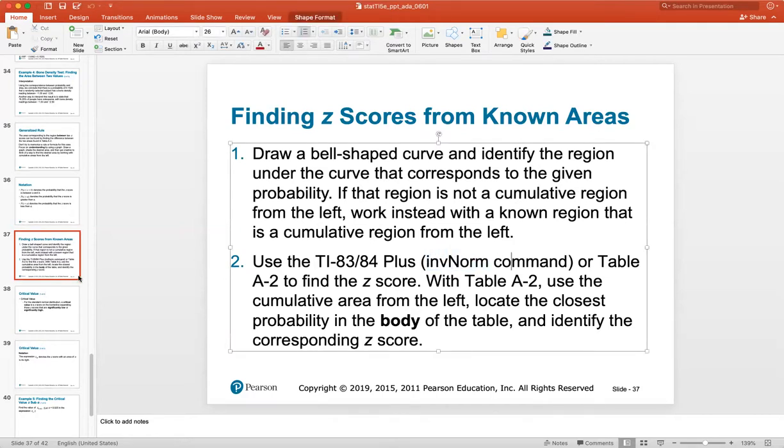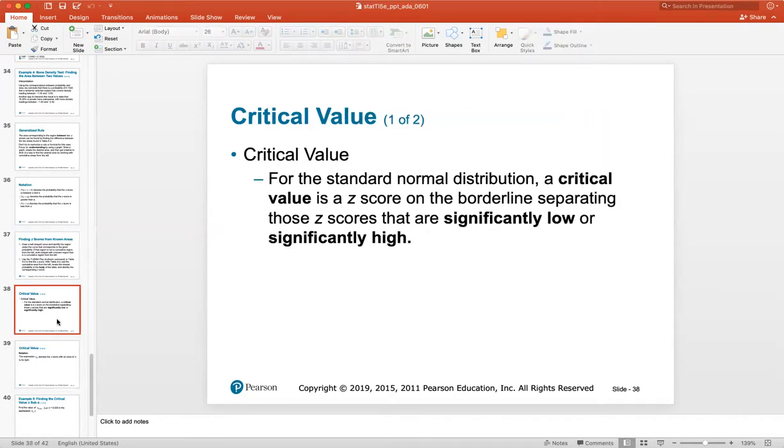Okay. So I'll show you. The next one is critical value. We're going to see that terminology, critical value, in chapters 7, 8, and 9. This is really important, so please understand the critical value. So what's the critical value?